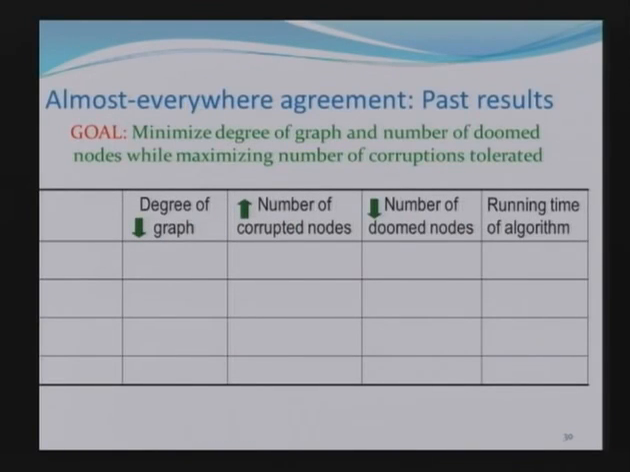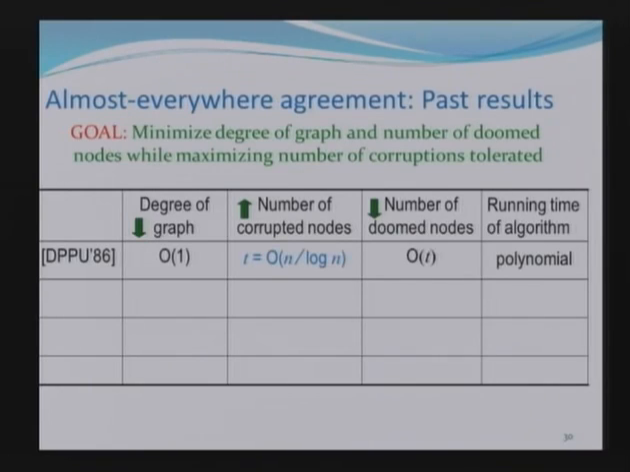So the goal is fairly clear over here in this setting. We want to minimize the degree of the graph. So as sparse a network as possible, we want to construct on which we can have Byzantine agreement protocols. We want to tolerate as many corruptions as possible. A constant fraction is the best, but can we tolerate as long as, say, 20% of all the nodes are corrupted? Even then, can we ensure something? We want to, of course, minimize the number of doomed nodes. We don't want to give up too many honest nodes. And of course, the running time of the algorithm is also important here.